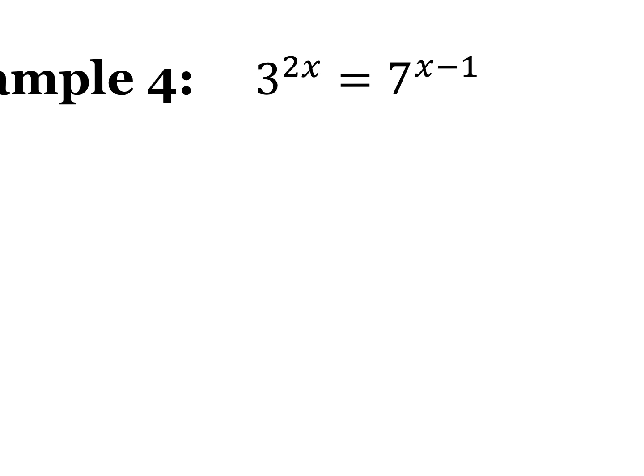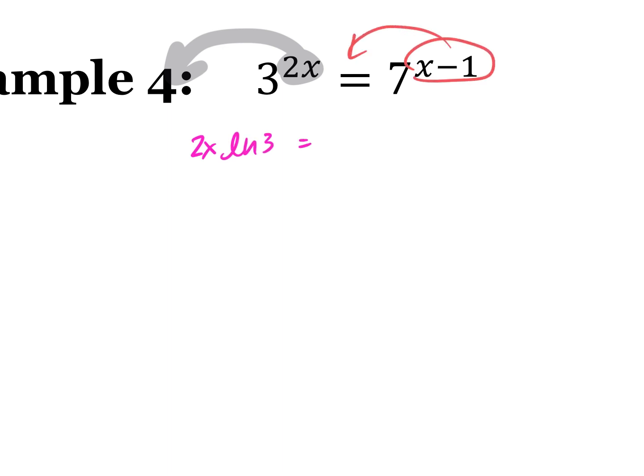How would I do this one with natural logs? Yeah, what would that look like? 2x ln of 3 equals, in parentheses, x minus 1, ln of 7. Then I got x's on both sides.